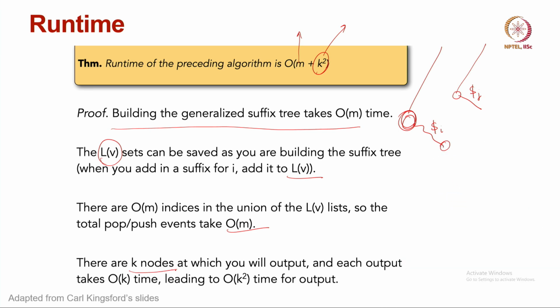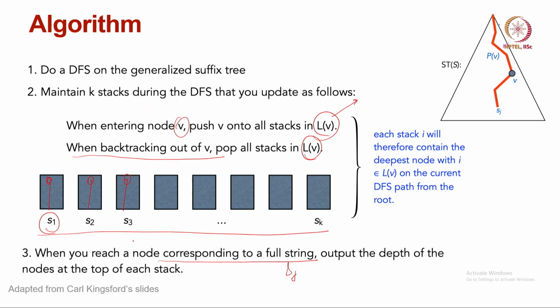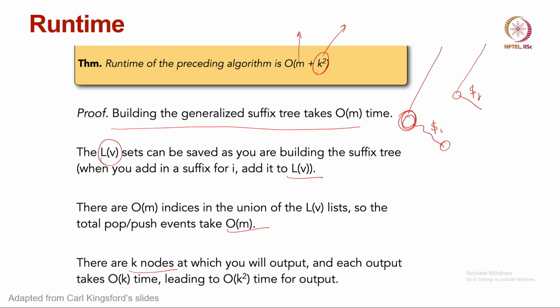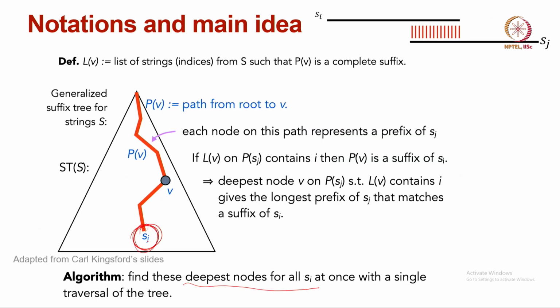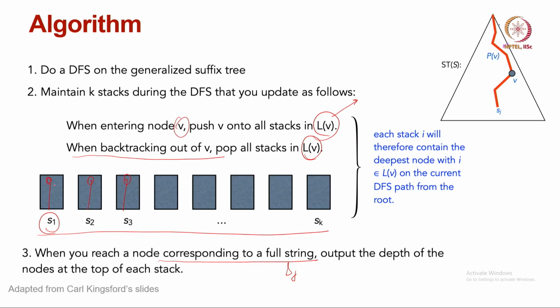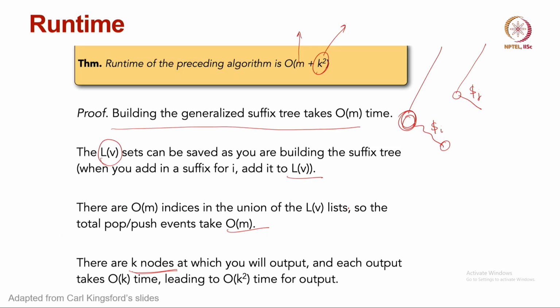Finally, at k such nodes, we have to analyze the stacks, and we will just look at the top of the stacks, and at each of these k nodes we will look at k stacks. So, that gives us k square time for the output, because there are k such nodes that correspond to the complete strings, and at such nodes we look at these k stacks and report the final answer. Therefore, this step takes order k square time, and as a result the entire algorithm takes order m plus k square runtime.